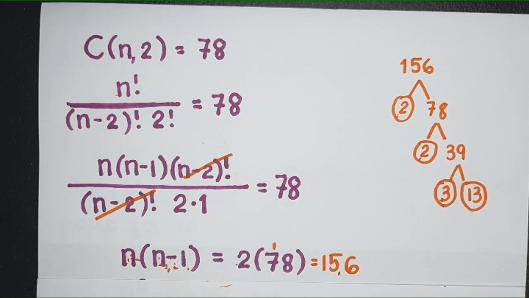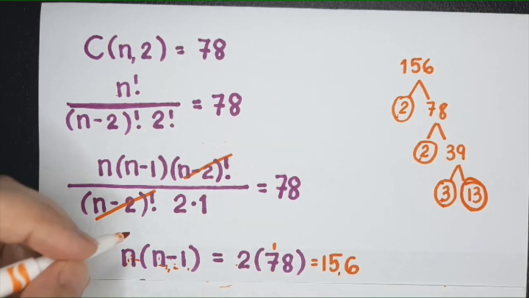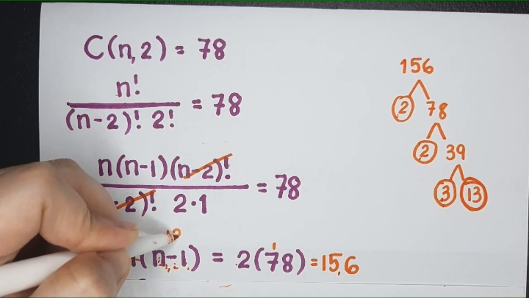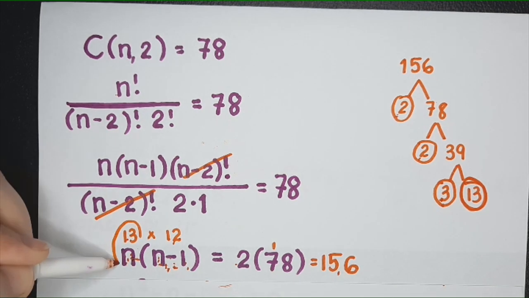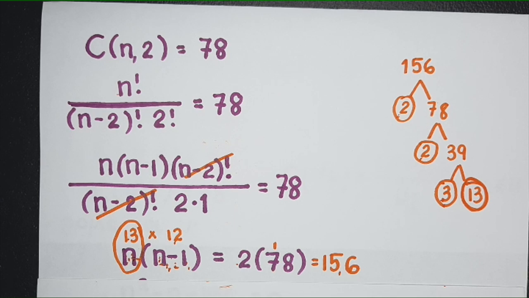Okay? Pero usually, by instinct, makikita nyo, dapat mas malaking number ang gagamitin ko. So, you try 13. So, if I put 13 here, okay? Tapos, 13 minus 1 is what? 12. Okay? 13 times 12 is equal to 156. See? So what is the value of n now? Your n is 13.